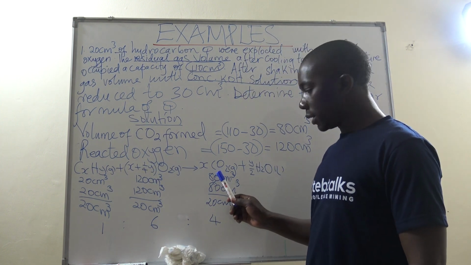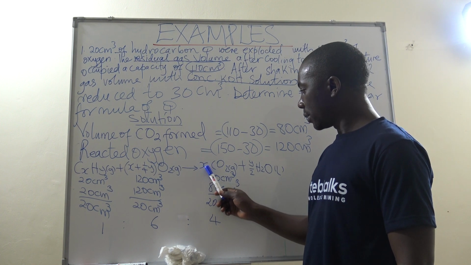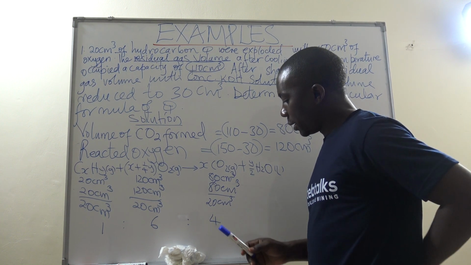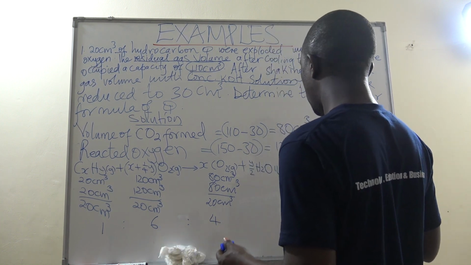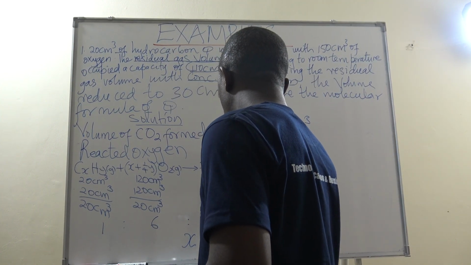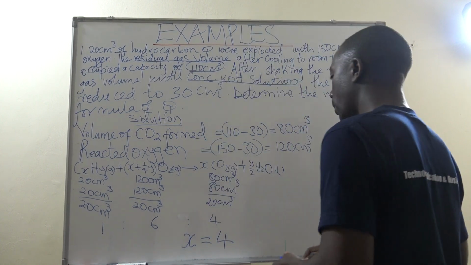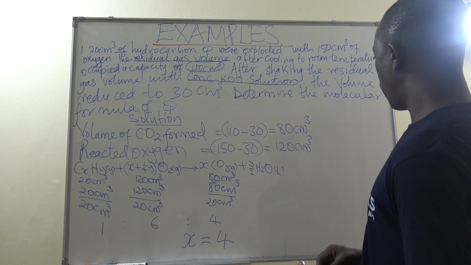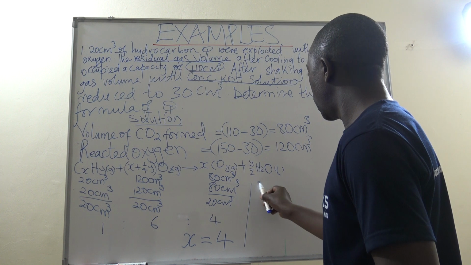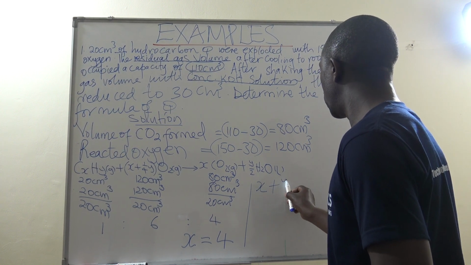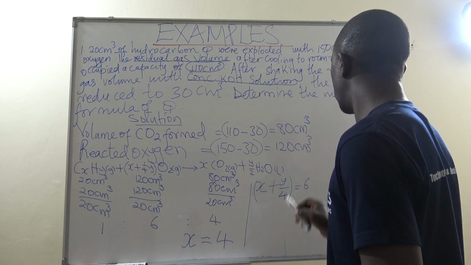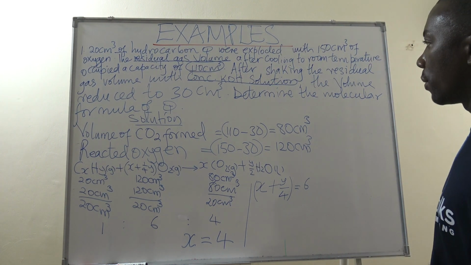Now, the coefficient of carbon dioxide gas is x. It therefore simply corresponds to the value obtained here. So therefore, x is equal to 4. Now, after obtaining x as 4, we'll go ahead and say the coefficient of oxygen, x plus y over 4, should total up to 6, because the two have been found to be equal.